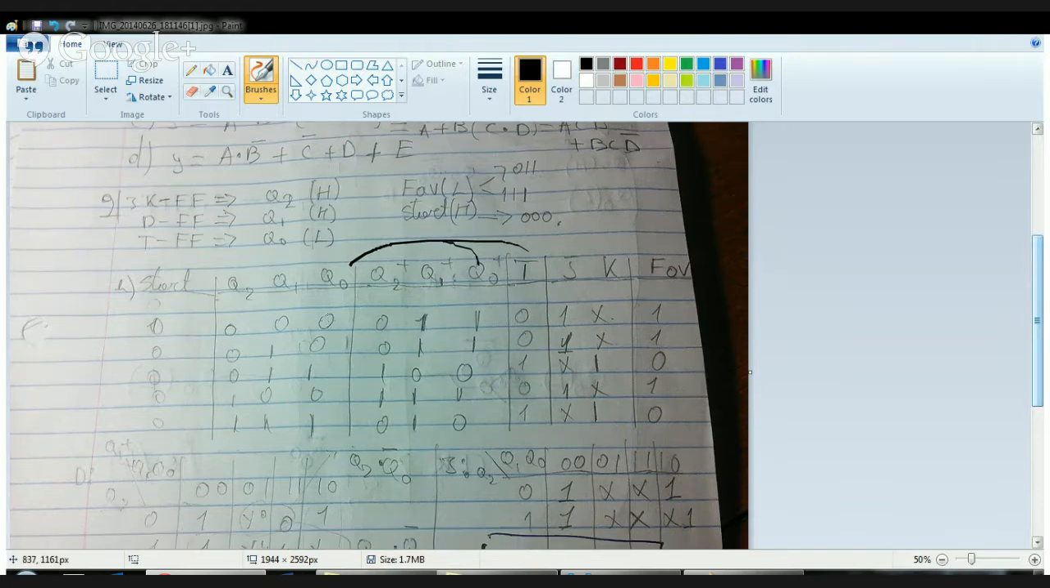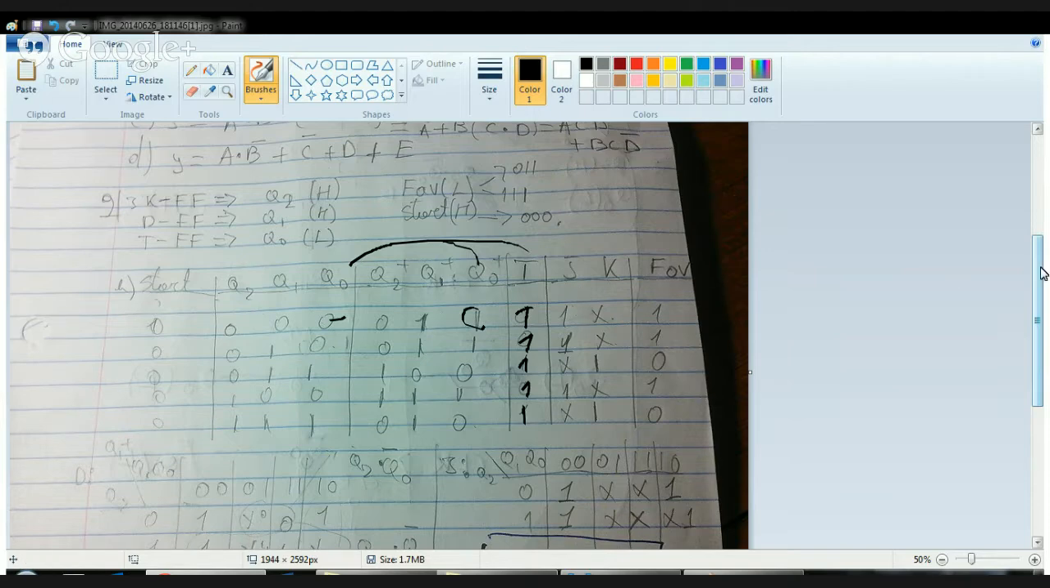It goes from 0 to 0. No, it goes from 0 to 1. The T needs to be 1, right? It goes from 0 to 1 again, the T needs to be 1. It goes from 1 to 0, the toggle is still 1. It goes from 0 to 1, toggle is 1. And 1 to 0, and toggle is still 1, right? So toggle can basically be connected to VCC.